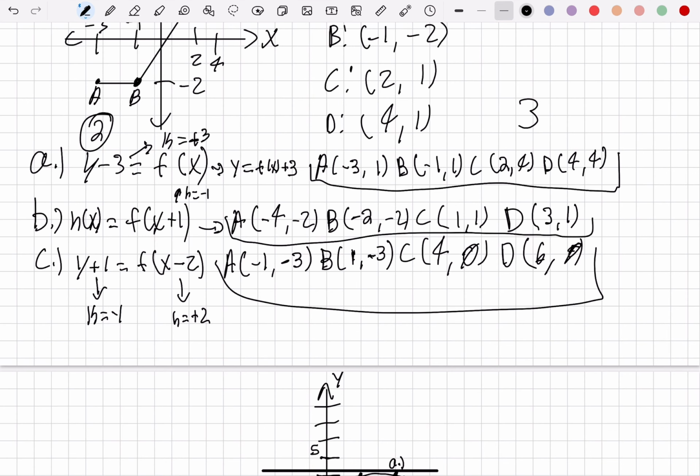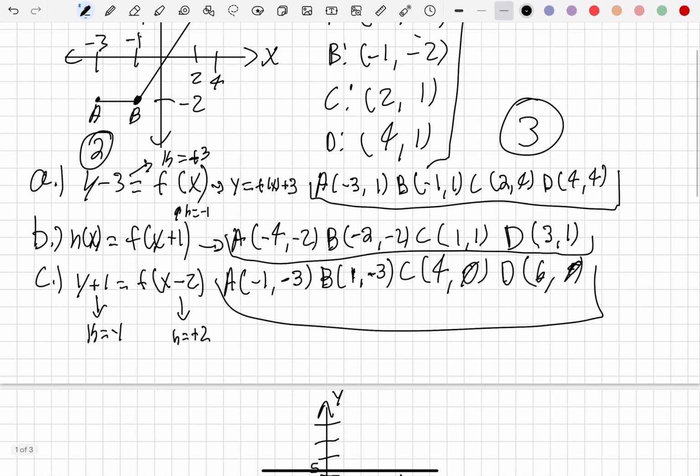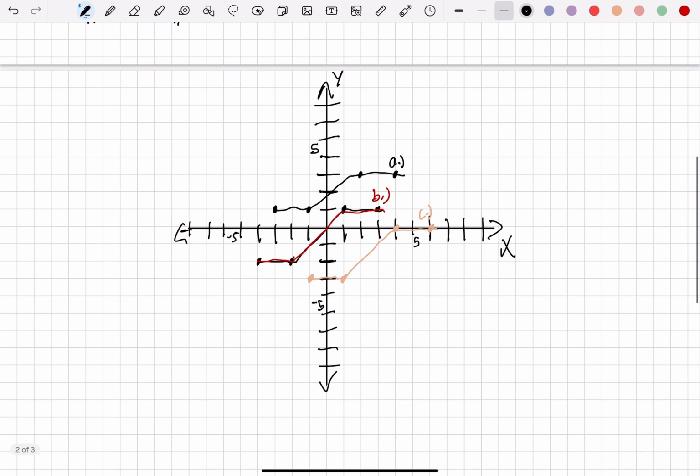So again, our first step, write out all of our coordinates from the original graph. Our second step is to analyze our functions to understand what we're doing. And then the third step is applying all of those. And then finally, the fourth step is just to graph all of them. So that's all for that.